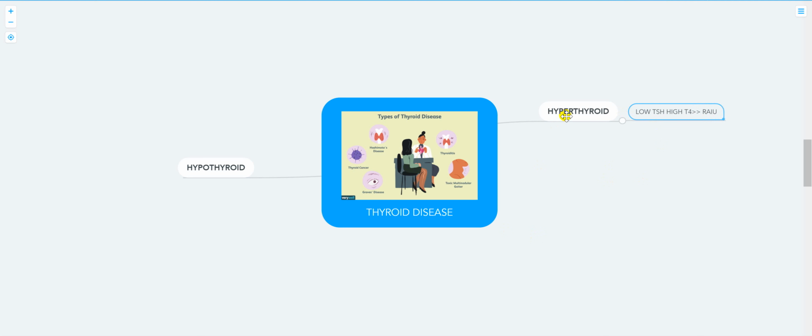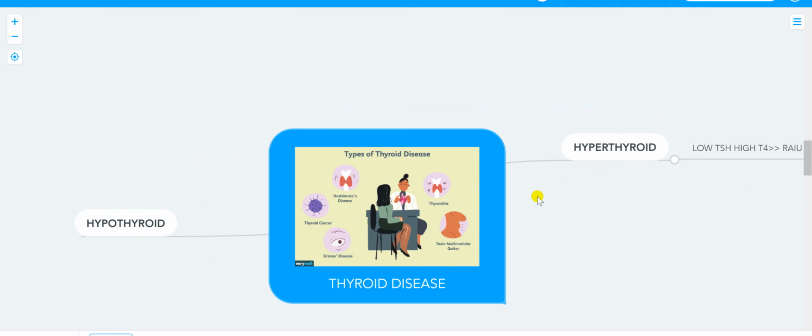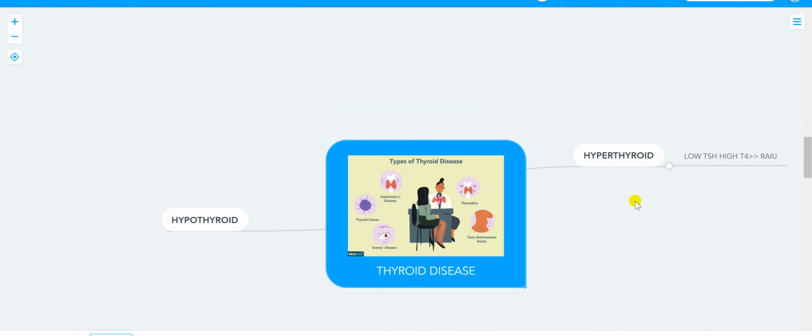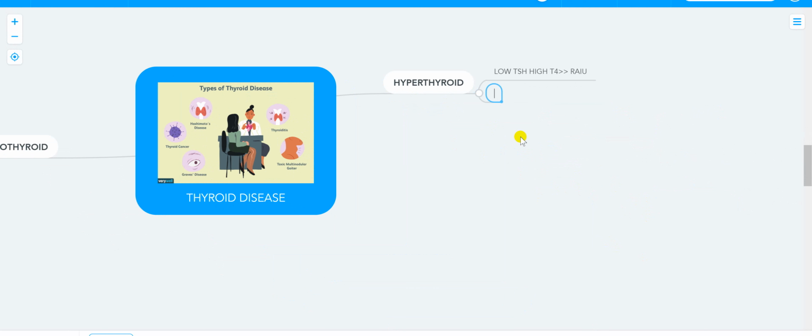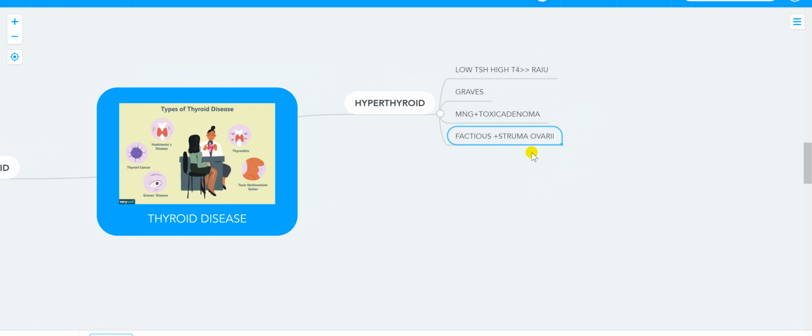There are different types of hyperthyroidism. Could be Graves, could be multinodular goiter plus toxic adenoma. These are about the same, and you can confuse them with factitious and struma ovarii. They usually confuse it because usually a female is having hyperthyroid symptoms from factitious or struma ovarii. The ovary produces thyroid hormone, and factitious is like taking thyroid medicine. Okay, so this is the hyperthyroid.